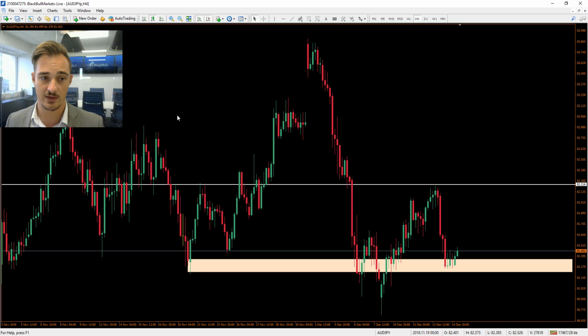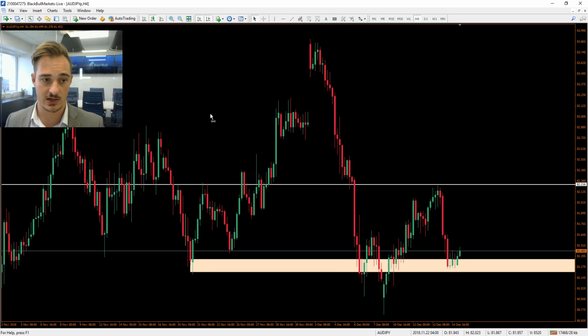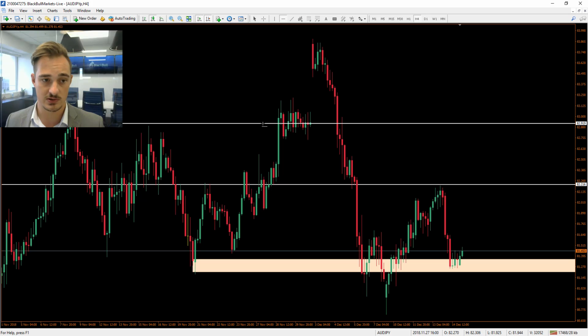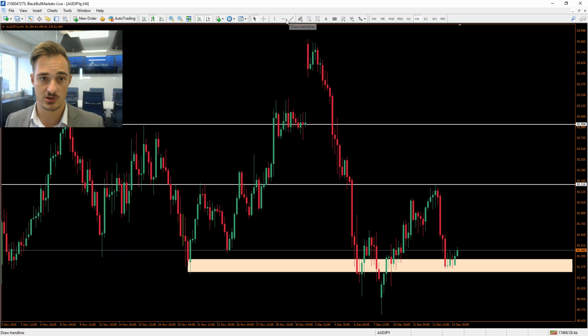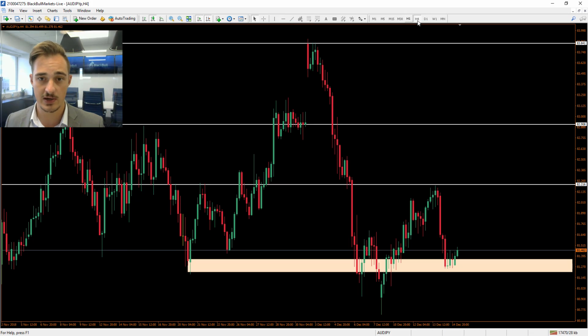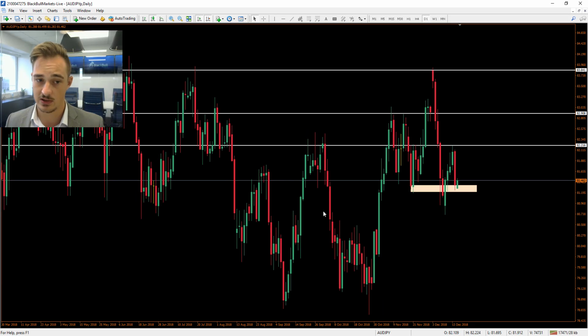If it does break, we have a couple of areas to the top side we could look for as potential take profit targets, and also that high as well. If it does break low, we can look on the higher time frame. So a very, very strong support, the more I look at it now.